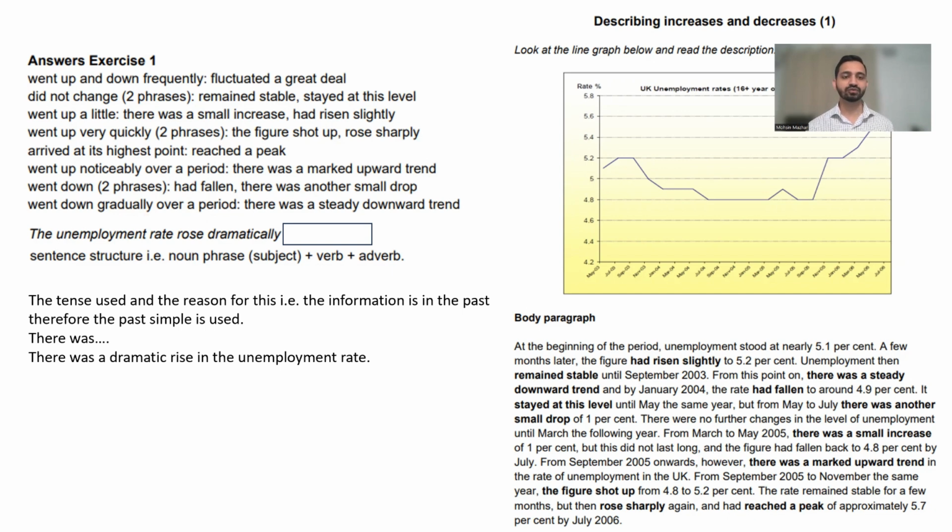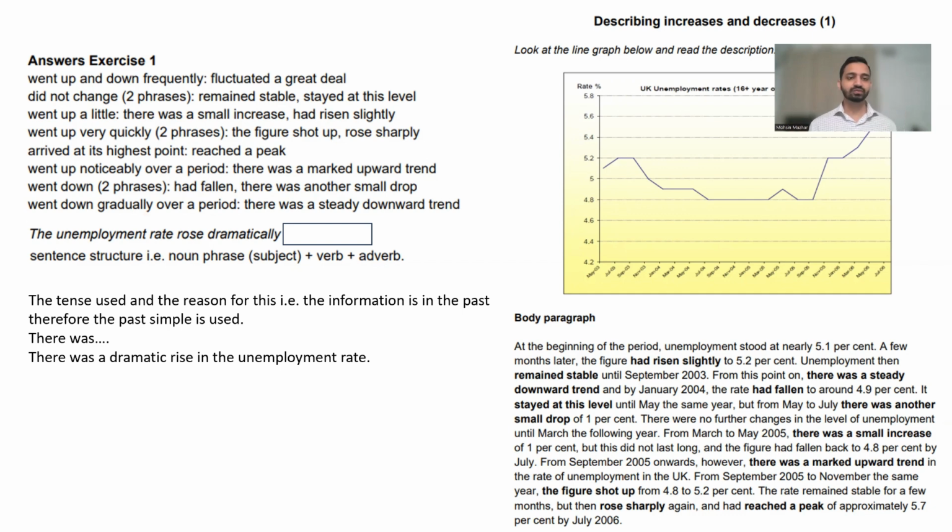Went up noticeably over a period. There was a marked upward trend. Marked upward trend, noticeable. Went down, two phrases you should be able to find. Had fallen. Went down, had fallen. And there was another small drop. A small drop represents something that's going down. Went down gradually over a period of time. There was a steady, gradually means steady, downward trend. So these are the phrases that you can use when you're describing increases and decreases.